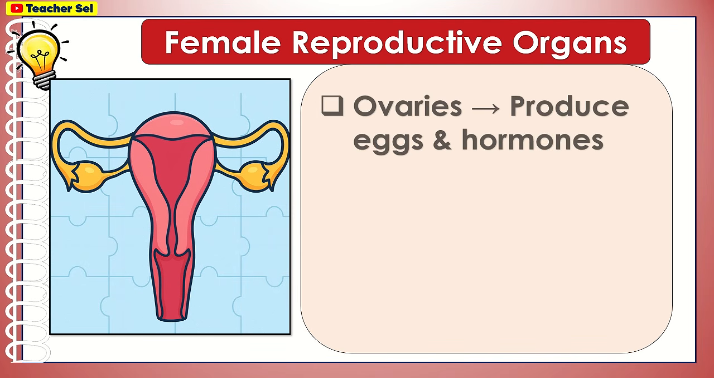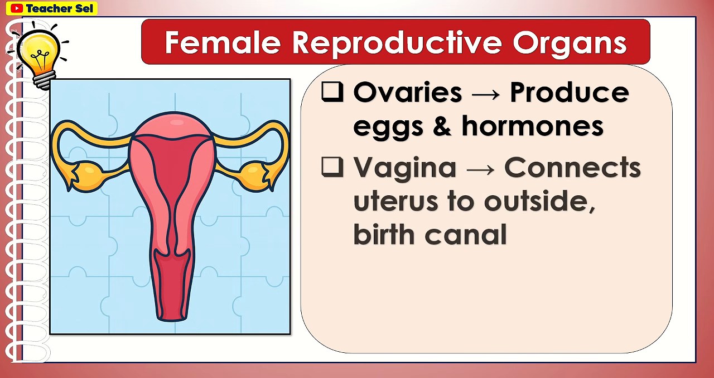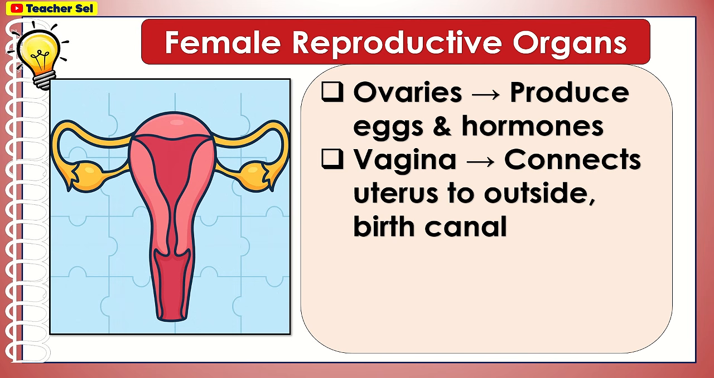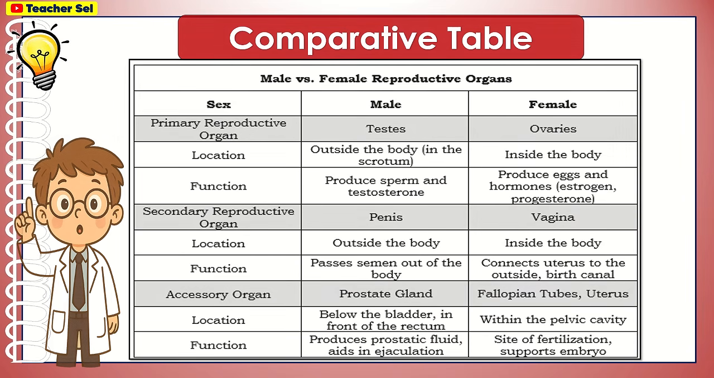Female reproductive organs. Ovaries produce eggs and hormones. Vagina connects uterus to outside birth canal. Uterus. Baby develops here after fertilization. Here is the comparative table. Male versus female reproductive organs.